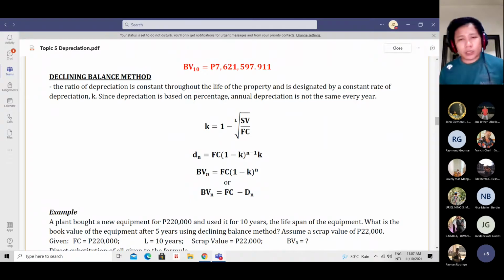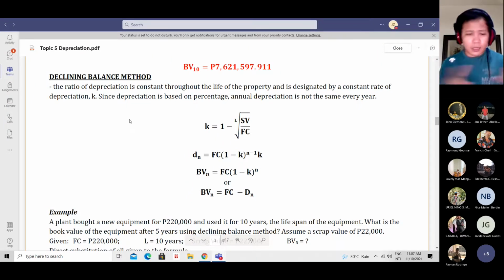So, in short, it's different from the straight line method or the sinking fund method, where you need the total depreciated amount to solve for book value. But for the declining balance method, since there is a direct formula for book value, you need book value this time to solve for the total depreciated amount. Okay? This formula can still be used, but what you only need is the total depreciated amount.